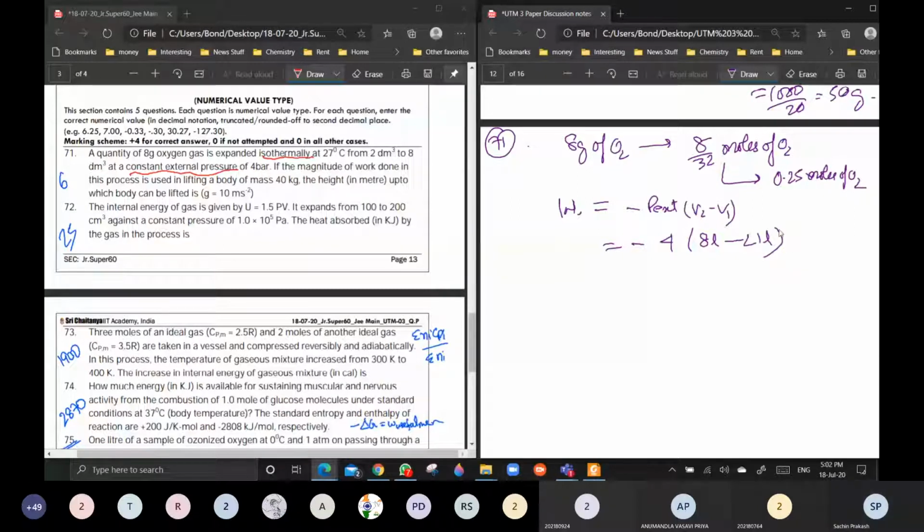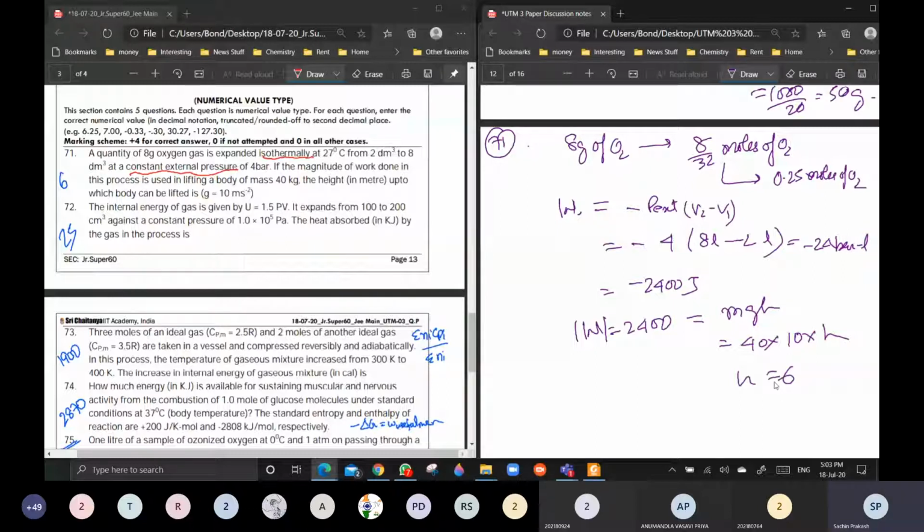So it is like minus 24 bar liter. So it is minus 2400 joules. Okay, so magnitude of work is 2400 joules. And that is equal to mgh. It is 40 into g is 10 into h is equal to 6. Are you getting my point?